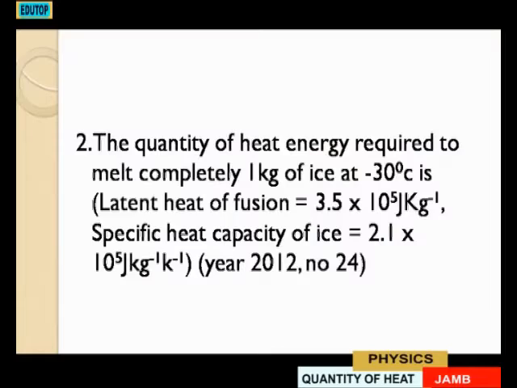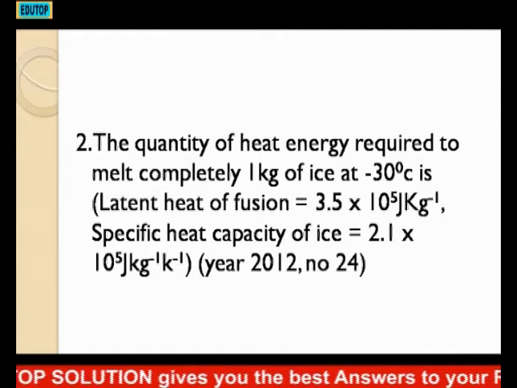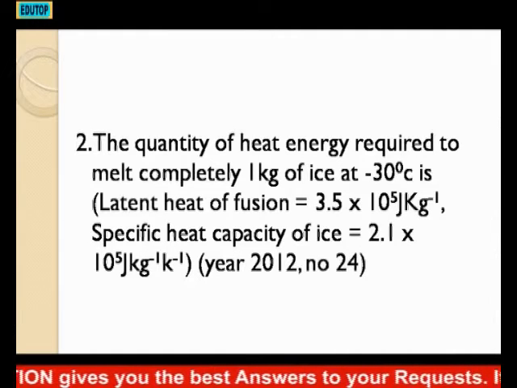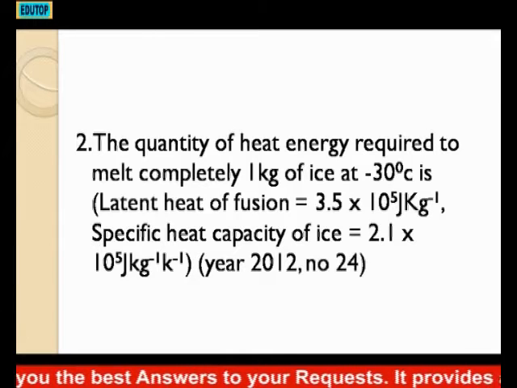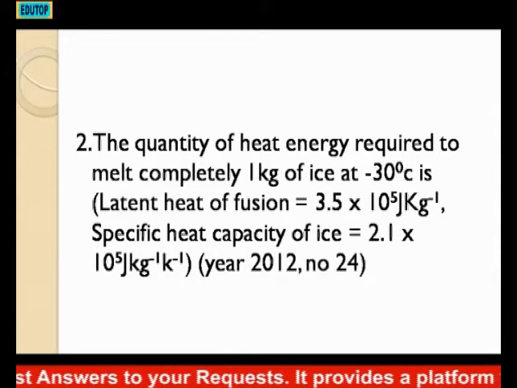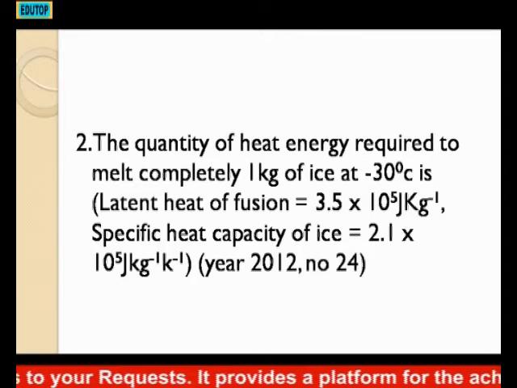Question number 2. The quantity of heat energy required to melt completely 1 kilogram of ice at 30 degrees Celsius is, we are given the latent heat of fusion, that's 3.5 times 10 to the power 5 joule per kilogram. We are also given a value for specific heat capacity of ice to be equal to 2.1 times 10 to the power 5 joule per kilogram per Kelvin.